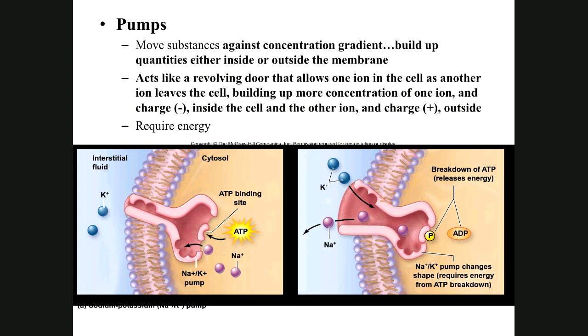Here's the pump. Again, pumps move substances against their gradient, so it builds up quantities inside or outside. Again, I want you to know, and we can see it here, we're going to be moving potassium in as we move sodium out. So here we see the potassium's going to be heading in and the sodium's going to be heading out. It doesn't look like a revolving door, but in your head, I want you to imagine a revolving door. In order to make it revolve, it costs some ATP. So it's an active process. It requires energy.